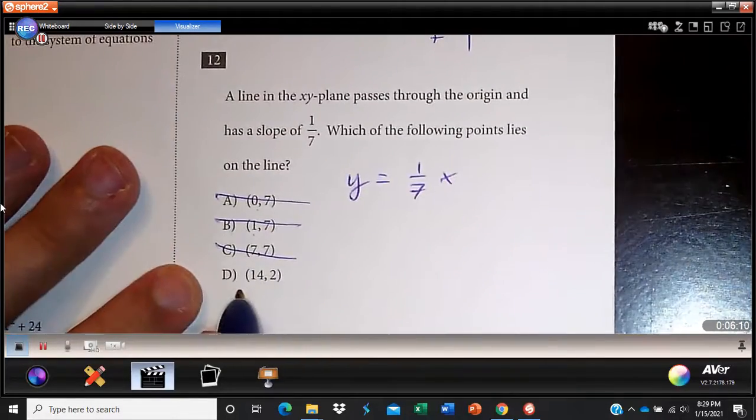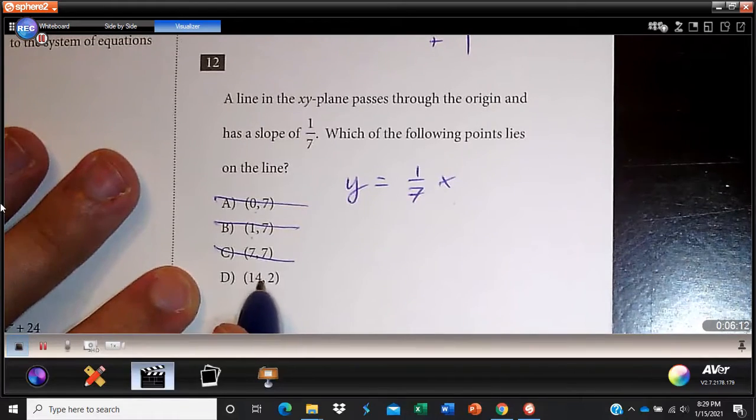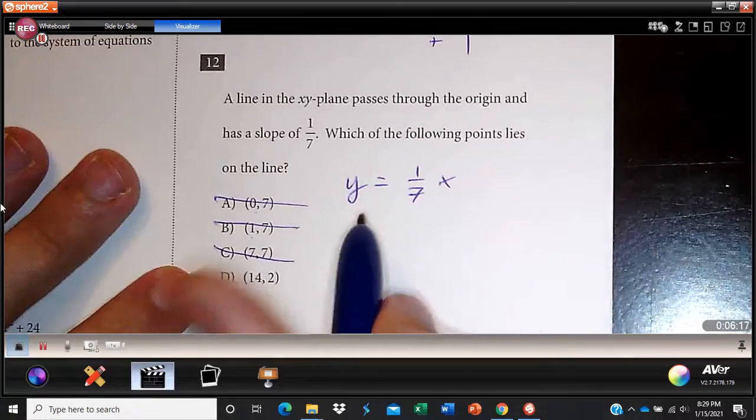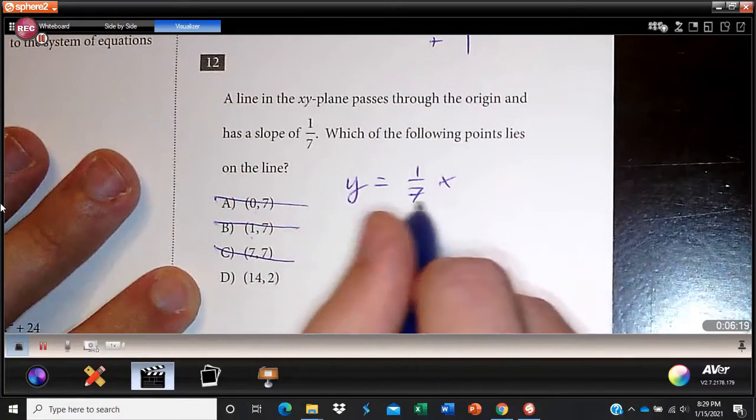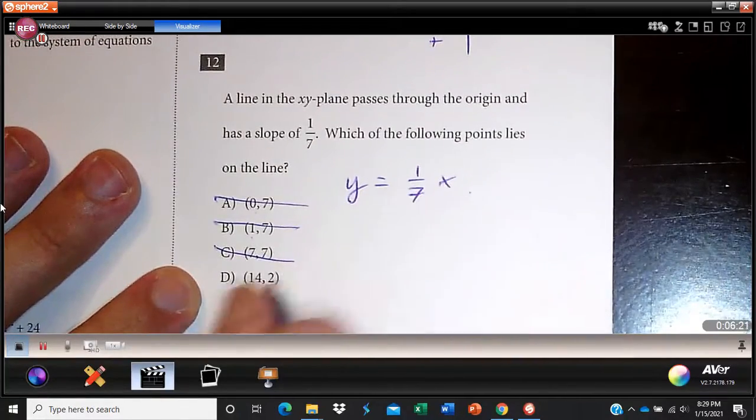So it's probably D. But this is kind of an odd one out because it's the only one that doesn't have 7 as its y value, so I'm going to just double check it. So 14 over 7 is 2, which is yes, so it's D.